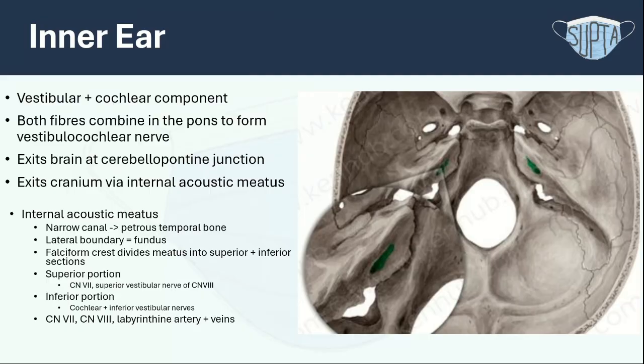And the lateral boundary is the fundus, and then you have the falciform crest, which divides it into superior and inferior sections. So the superior section of the meatus has cranial nerve 7 and the superior vestibular nerve, cranial nerve 8. And then the inferior portion has the cochlea and the inferior vestibular fibers, those parts of the nerves. And the things it contains in general are cranial nerves 7 and 8, and the labyrinthine arteries and veins.